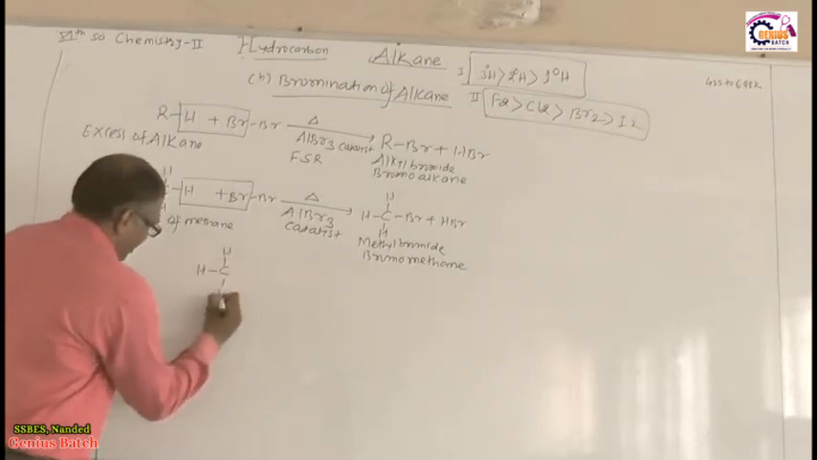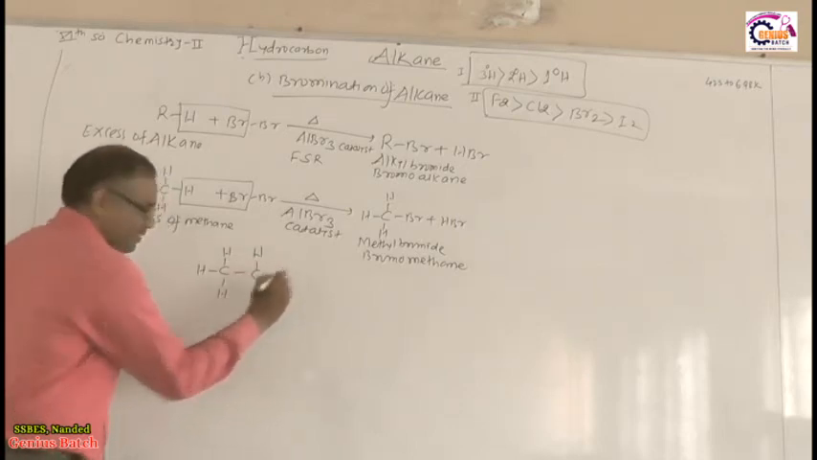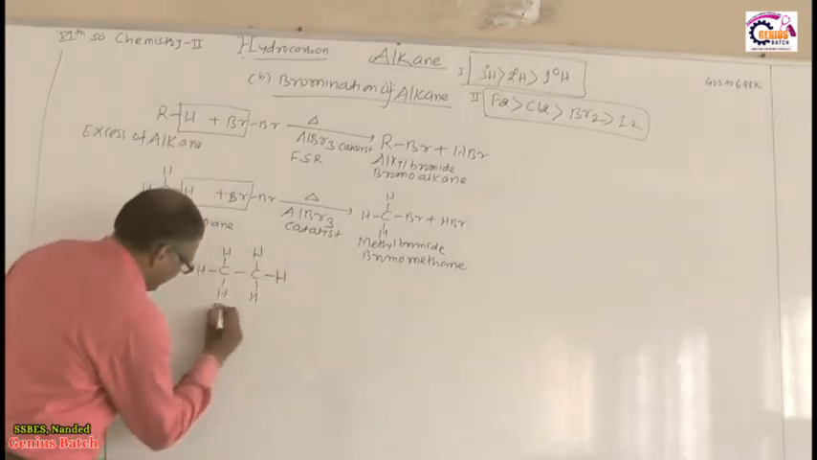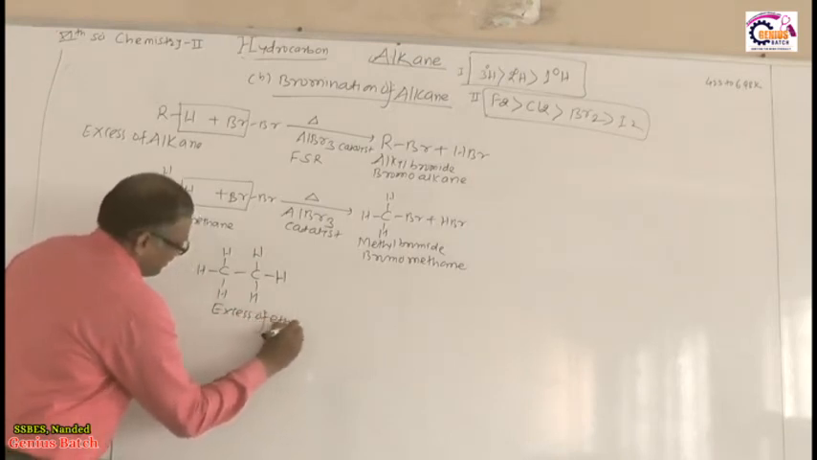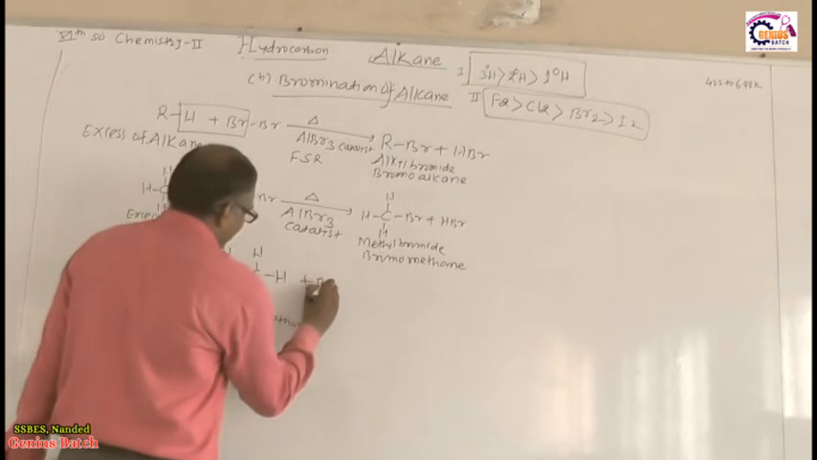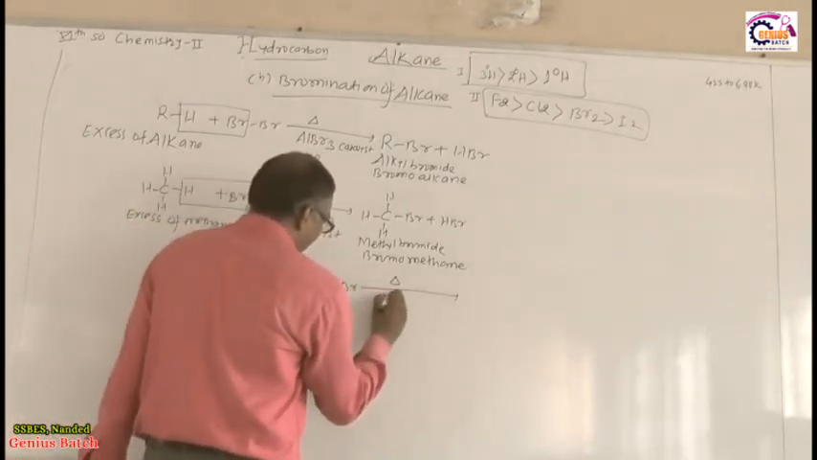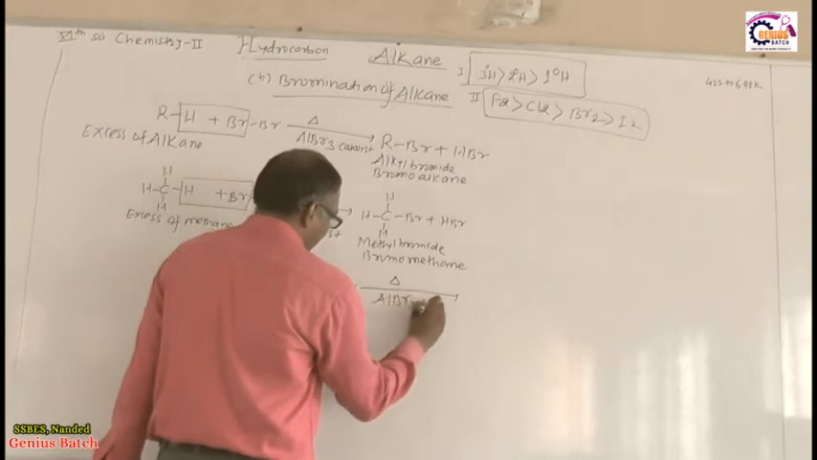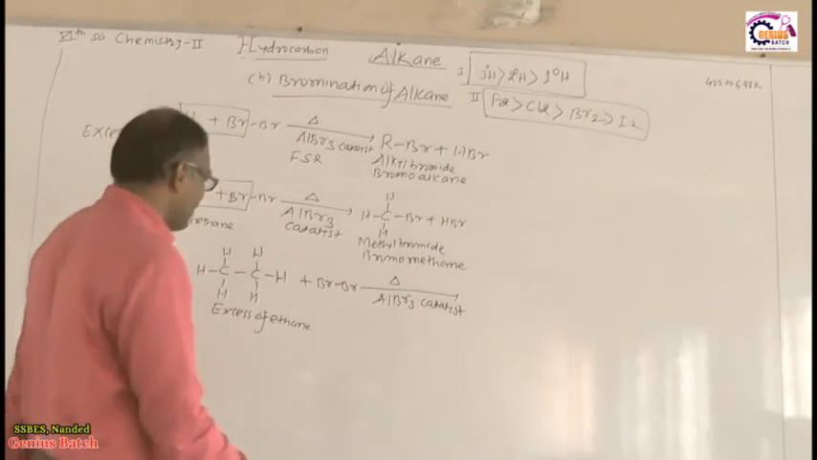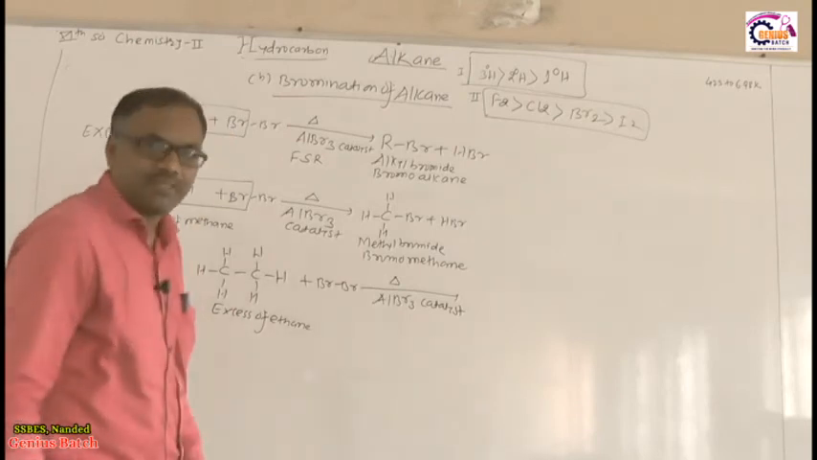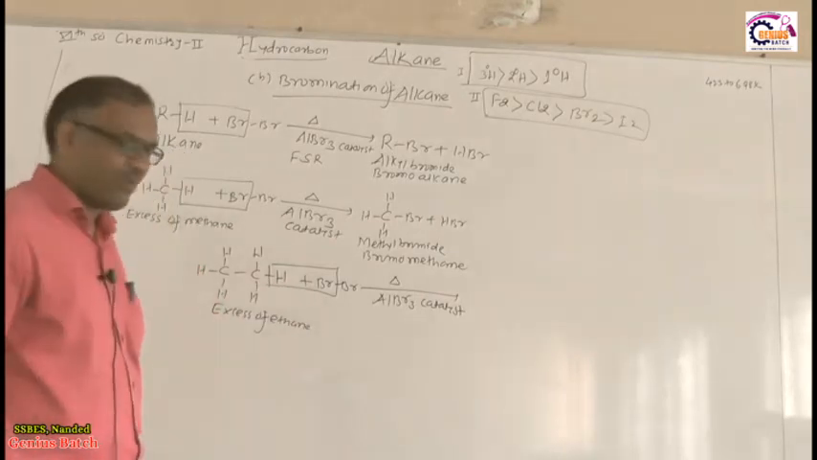Okay, so this is the excess of ethane. Excess of ethane is heated with bromine in the presence of AlBr3 catalyst. So therefore what will happen? There is a replacement reaction. Again this hydrogen atom and this bromine come out in the form of HBr.